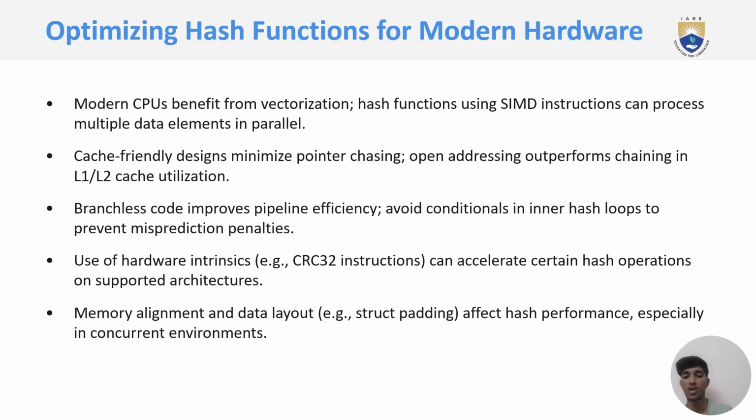Optimizing for modern hardware. Modern computer hardware can influence the performance of hash functions. For example, SIMD instructions allow multiple operations to be processed simultaneously. Cache-friendly algorithms improve memory access speed. Branchless programming avoids conditional instructions that slow down pipelines. Hardware instructions such as CRC operations can accelerate hashing. Proper data alignment and memory layout also improve performance in large-scale systems.